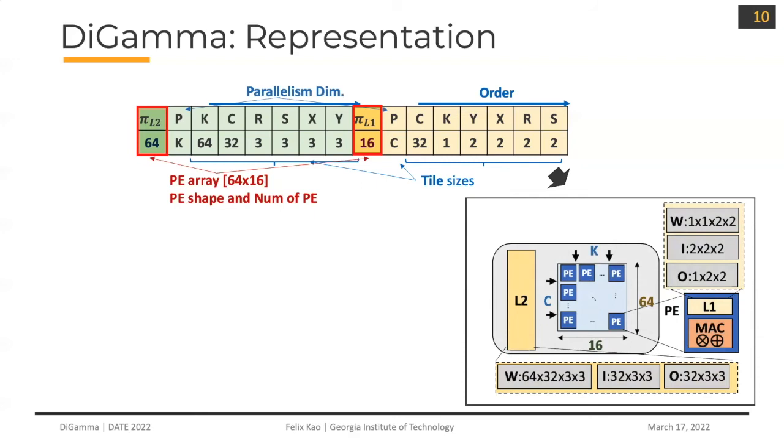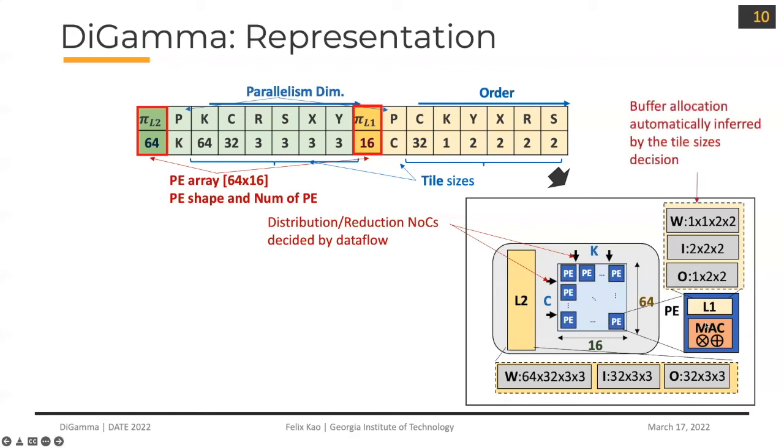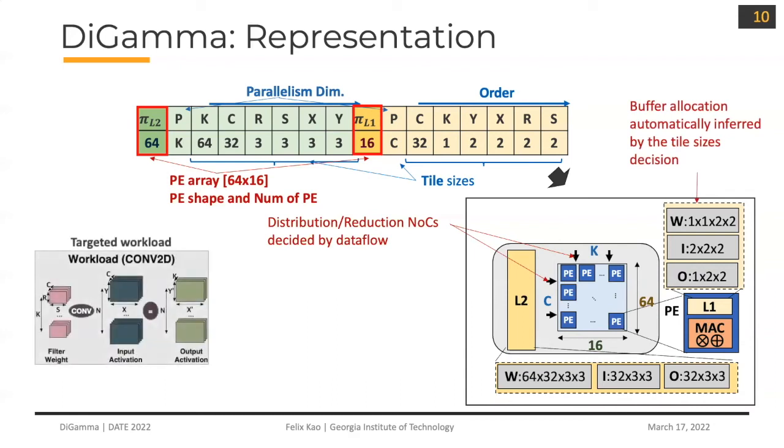For example, we have a 64 by 16 PE array, and we have KC parallelism, so they together will decide the NoC assignment. And at each level of buffer hierarchy, the required size of buffer is automatically inferred by the tile sizes. Now we have a workload, and then you ask DiGamma, and DiGamma will output an optimized accelerator configuration.